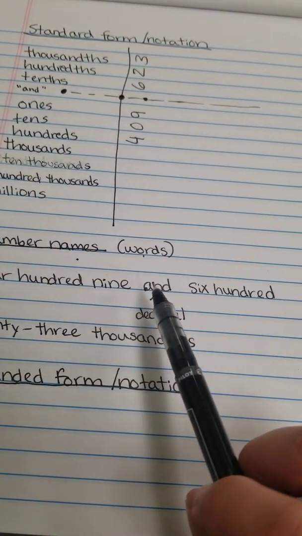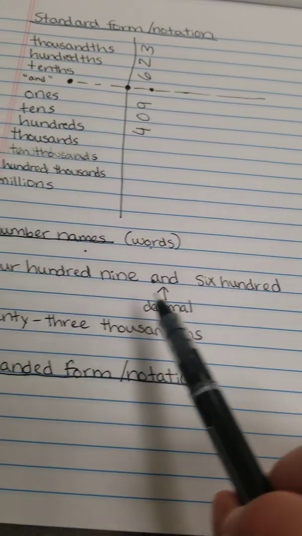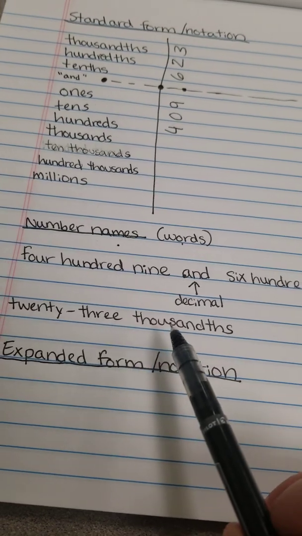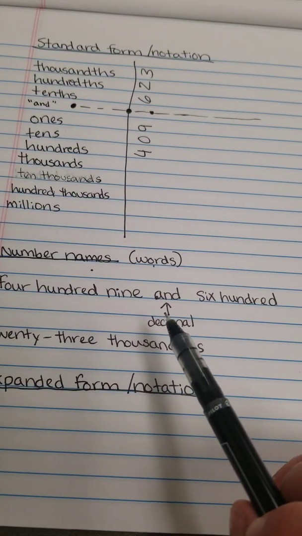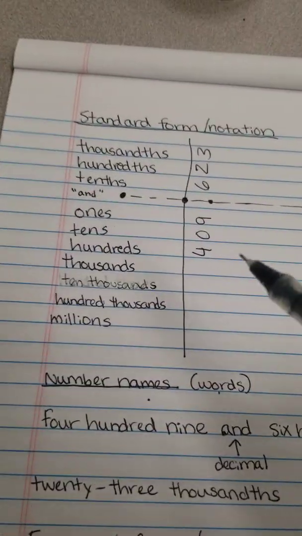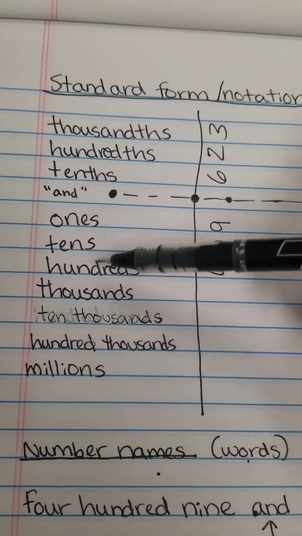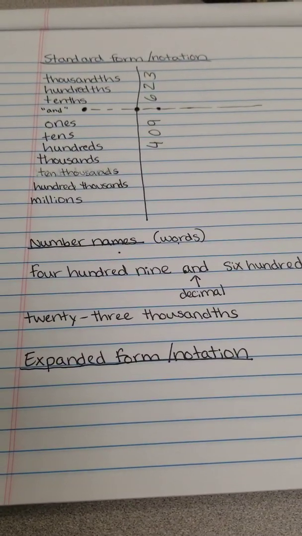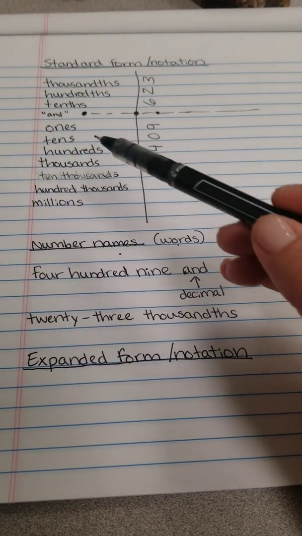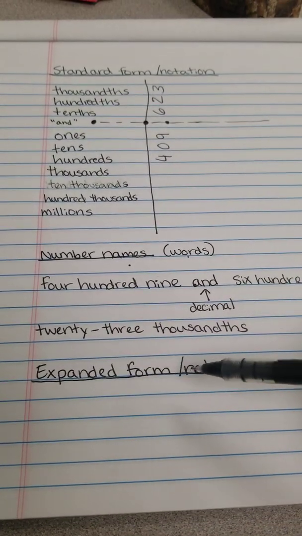409 and, that's our decimal, 623 thousandths. Notice nowhere else it says and in there because that only signals where the decimal is. It was really helpful for me to have my place value chart written out ahead of time. I'm also going to use my place value chart to write my expanded form.